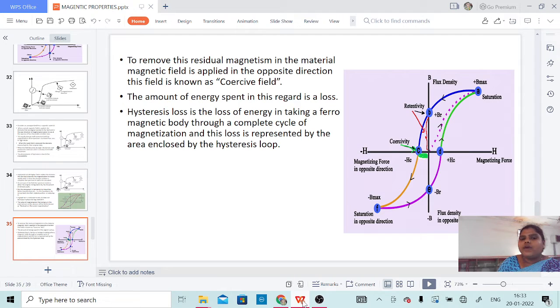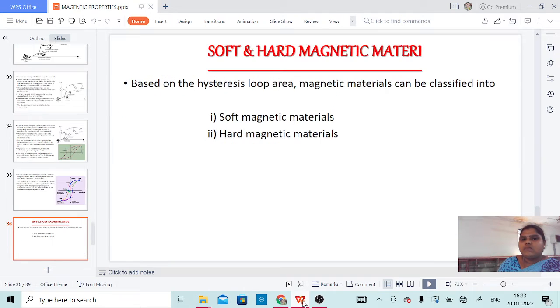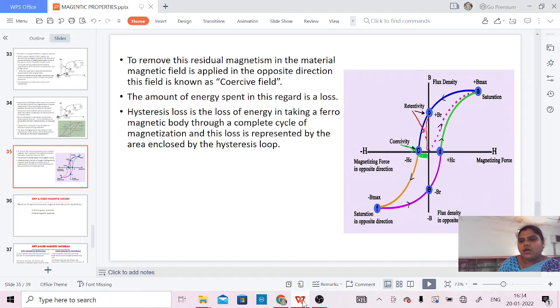Now the amount of energy spent in this regard is a loss. To regain its original position, we apply the field in the opposite direction, so the energy spent is a loss. This is the hysteresis loss, the loss of energy in taking a ferromagnetic body through a complete cycle of magnetization, and it is represented by the area enclosed by the hysteresis loop. Simply, this is about the hysteresis curve.